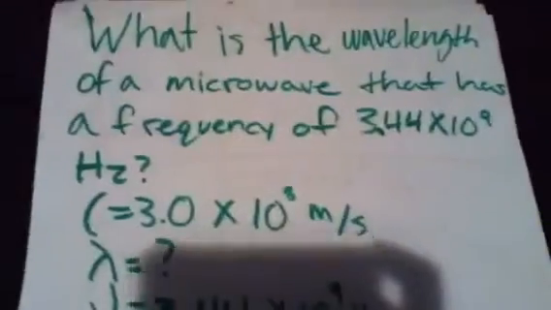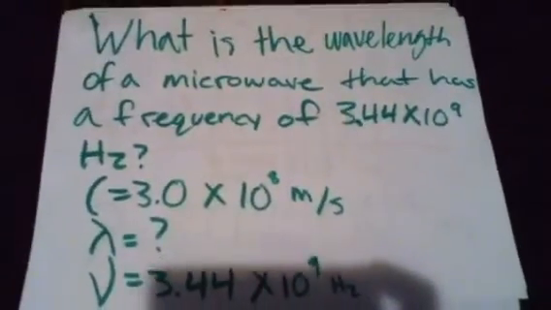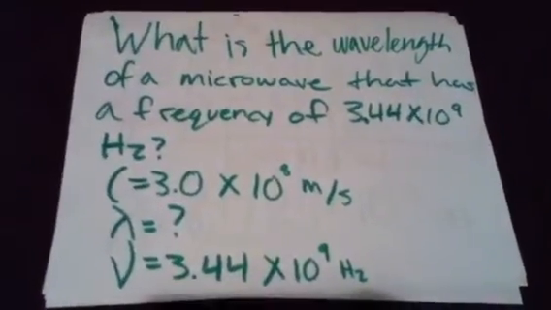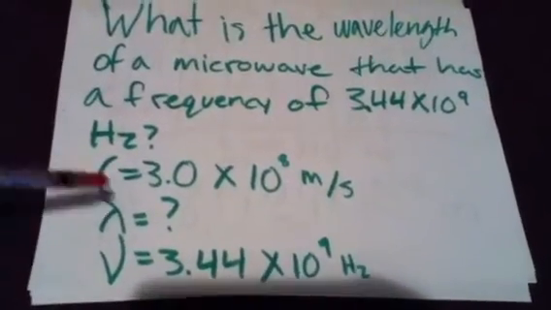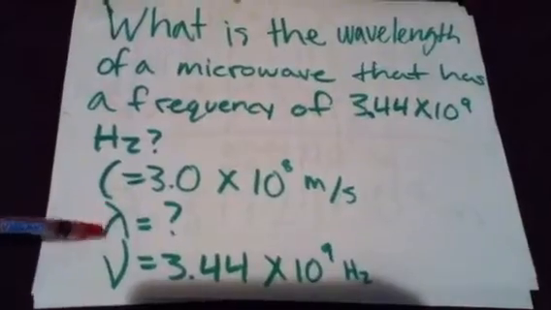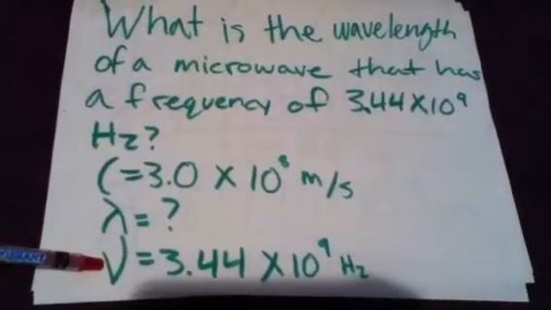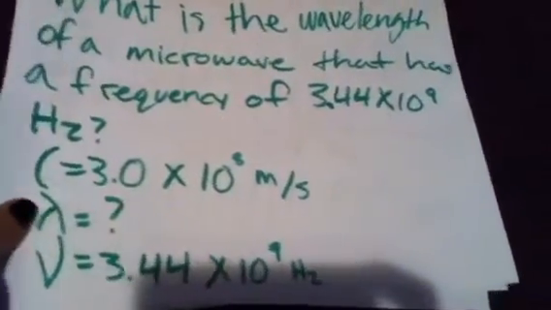To put this into a problem, what is the wavelength of a microwave that has a frequency of 3.44 times 10 to the 9th hertz? c is the speed of light. We do not know what the wavelength is, and the frequency is 3.44 times 10 to the 9th hertz.